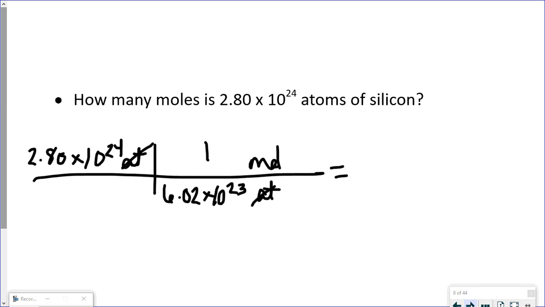So now we simply have to put it in the calculator. Remember, you have to punch in your original number, the 2.8 times 10 to the 24th. Don't forget about your parentheses or the EE button, whichever way you like to use. And since the 6.02 is on the bottom, we are dividing by 6.02 times 10 to the 23rd. With our sig figs, 2.80 is 3 digits. So yet again, we can round our answer to 3 digits. So you should get 4.65.